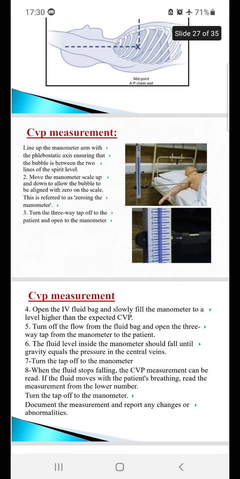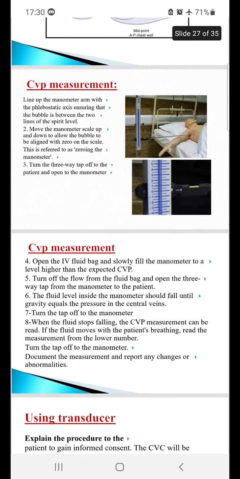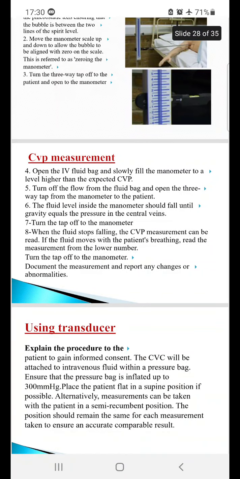CVP measurement: line up the manometer arm with the phlebostatic axis, ensuring the pupil is between the two lines of the spirit level. Move the manometer scale up and down to allow the pupil to be aligned with 0 on the scale. This is referred to as zeroing the manometer. Turn the 3-way tap off to the patient and open to the manometer. Open the IV fluid bag and slowly fill the manometer to a level higher than the expected CVP. Turn off the flow from the fluid bag and open the 3-way tap from the manometer to the patient.